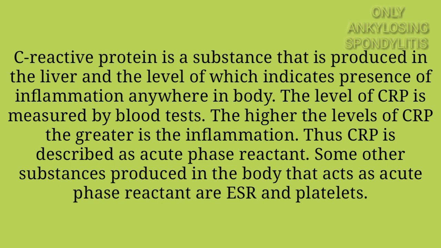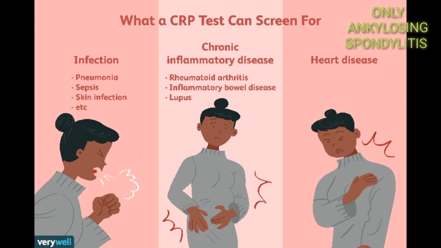Thus, CRP is described as an acute phase reactant. Some other substances produced in the body that act as acute phase reactants are ESR and platelets. Normal range of C-reactive protein. High C-reactive protein levels indicate inflammation, and thus it will only be detected on blood tests if there is some sort of inflammation or infection present in the body.